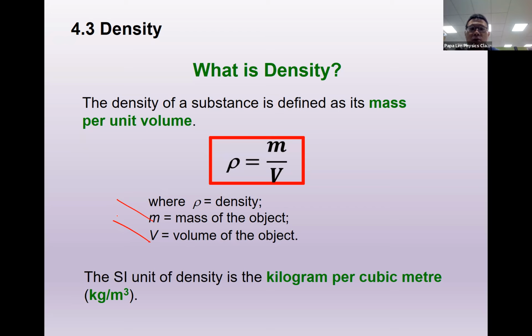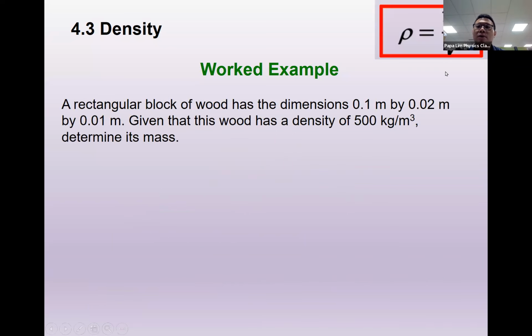And the SI unit for density: for mass, the SI unit is kg. For volume, the SI unit will be meter per second. I'm sorry, my mistake, it's meter cube. So the combined unit will be, density having an SI unit of kg per meter cube. Of course, sometimes gram per cm cube is also accepted, but if you look at the SI unit itself, it's kg per meter cube. For example, I give you a density of an object of 500. Density 500 kg per meter cube.